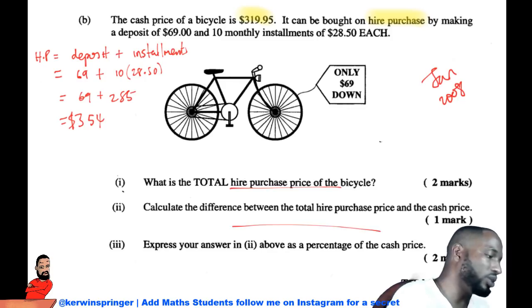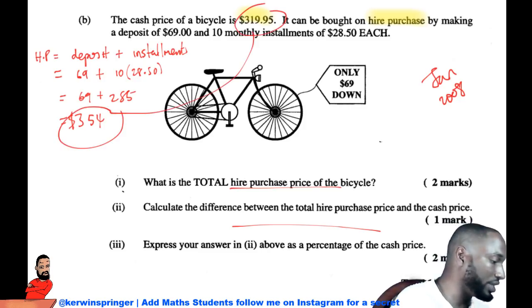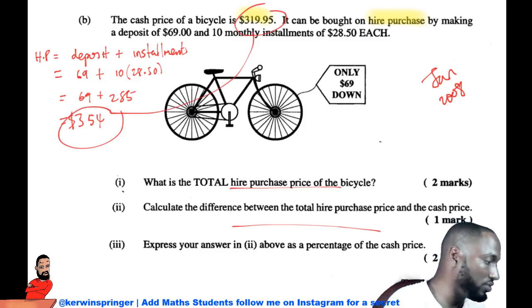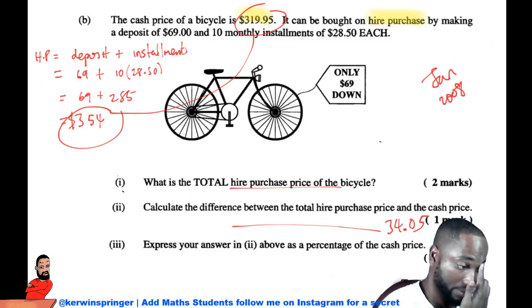Calculate the difference between the total hire purchase price and the cash price. Oh my gosh, they actually asked you to calculate that. So we take away: 354 minus the cash price, we get 34.05. That's a free mark there.